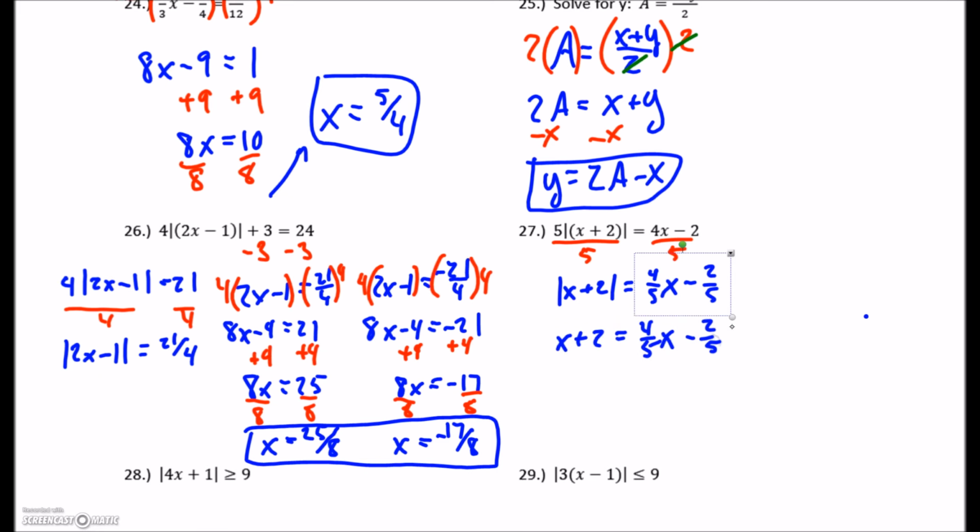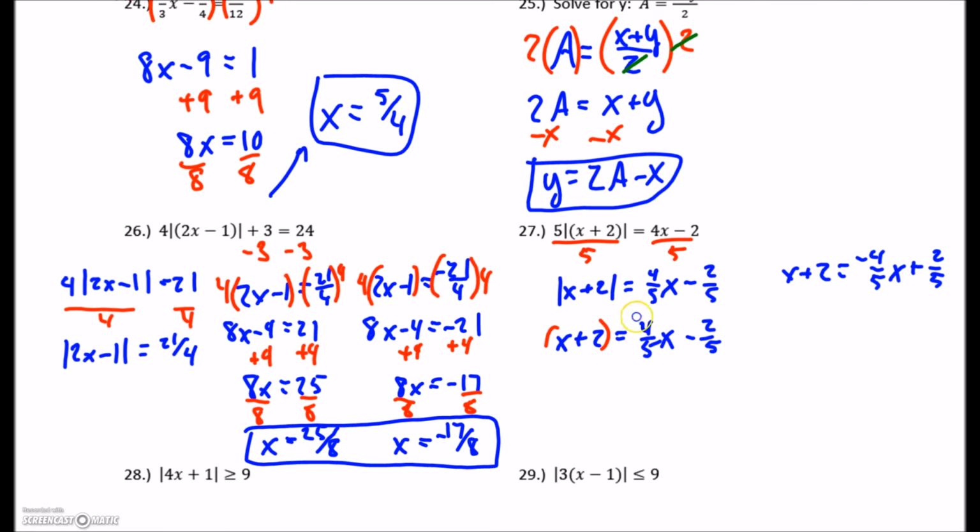And then I have to do the opposite of that. So I'm going to do x plus 2 equals negative 4/5 x plus 2/5. So I'm doing the opposite of each of those things. Now I'm going to solve each of these equations.